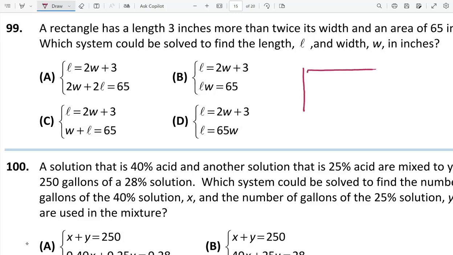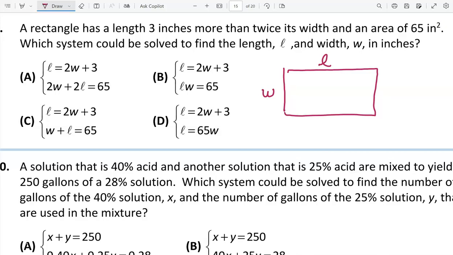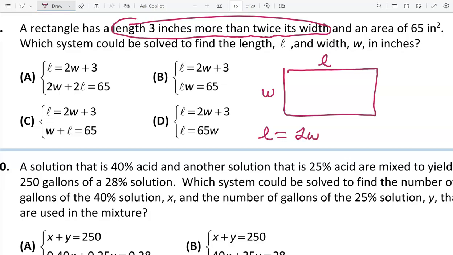its width. I'm going to draw a picture. And we have L and W. And which system could be used to find its length and width in inches? So, first thing, the rectangle has a length, and the length is 3 inches more than twice its width. So the length equals 3 inches more than twice its width. Twice its width is 2 times W, and adding 3 gives us 3 more. There's one of our equations.